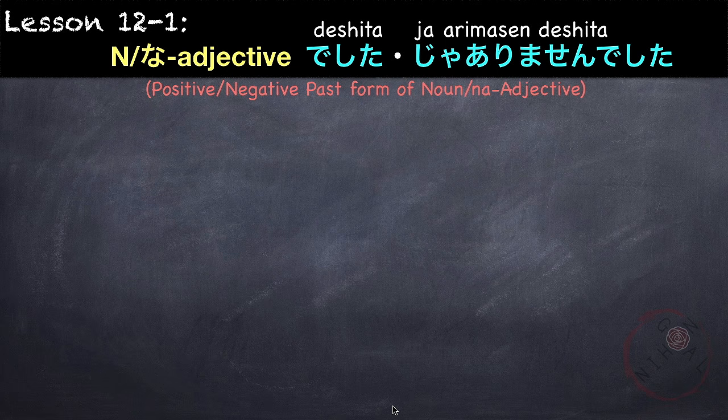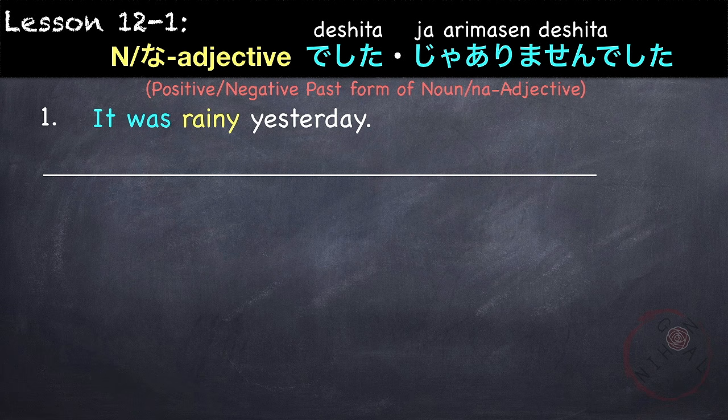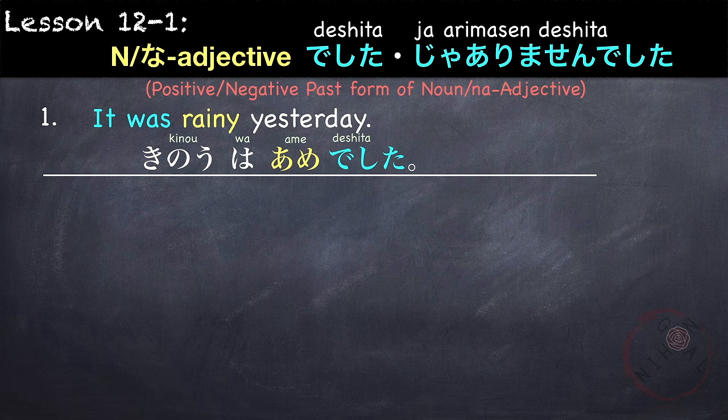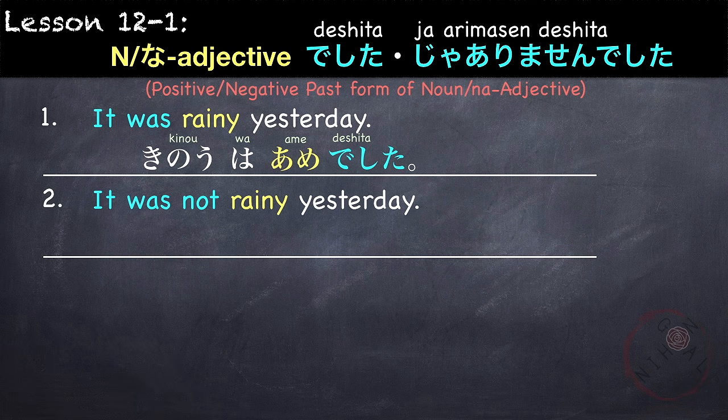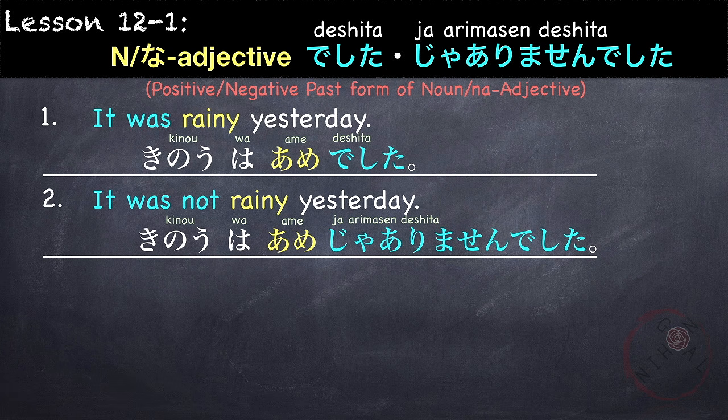Let's take a look at some examples. It was rainy yesterday. So we are talking about yesterday's weather. So our topic is yesterday. Kino wa. And then our adjective or noun, which is rainy, ame. And then the past form is deshita. Kino wa ame deshita. Or you can simply say kino ame deshita. It was rainy yesterday. Another example is the negative past form of the sentence. It was not rainy yesterday. Kino wa ame ja arimasen deshita.